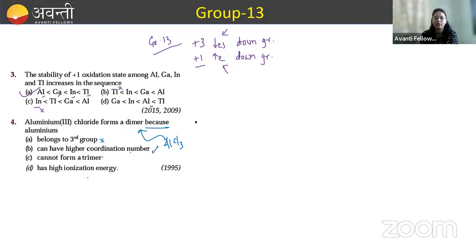Why? See, aluminium, due to the presence of 3d orbitals in it, can expand its octet. And due to the expansion of its octet, from 3 to 6, it can form a molecule with a higher coordination number. And that's why it forms a dimer. So aluminium atoms, to complete their octet, form a dimer.